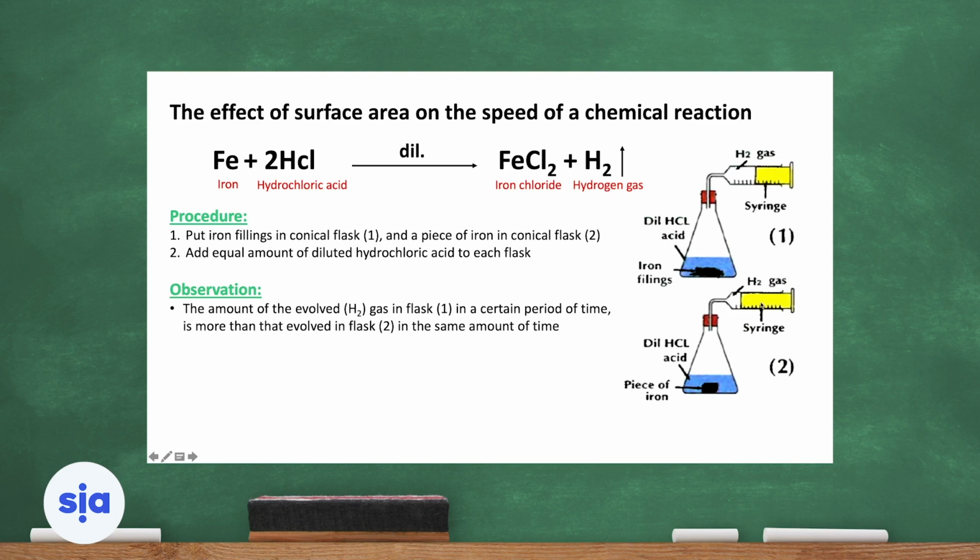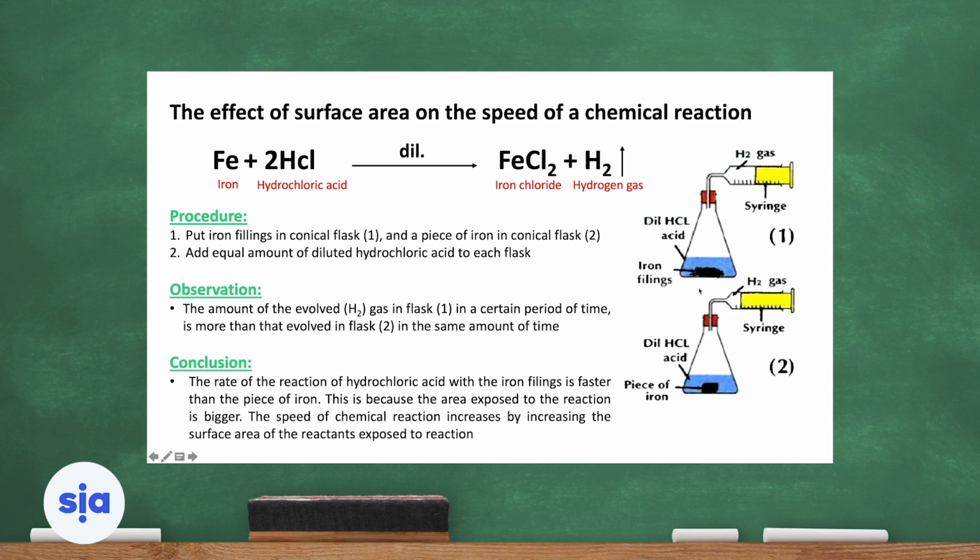And we can say it in another way. We can say that the amount of hydrogen gas in flask 1 is more than the hydrogen gas produced from flask 2 in the same amount of time. This means that the rate of reaction with the iron fillings is faster than reacting with just a piece of iron, because in flask 1, the surface area and the molecules exposed to the reaction are more than in flask 2.